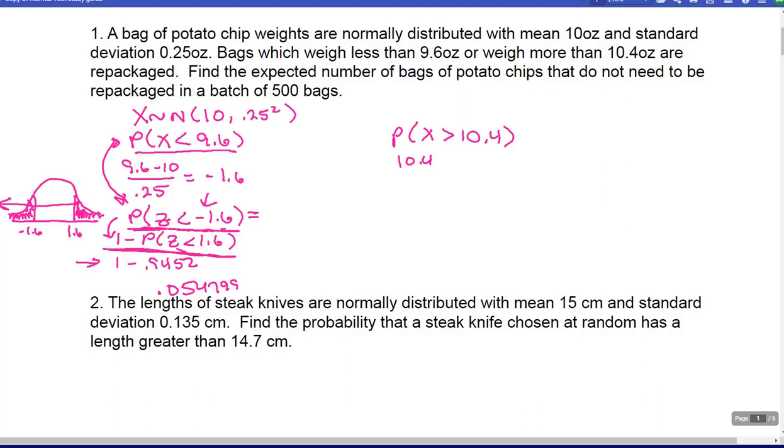All right. So what about the other side? So on the other side, I did the same thing, just with 10.4.